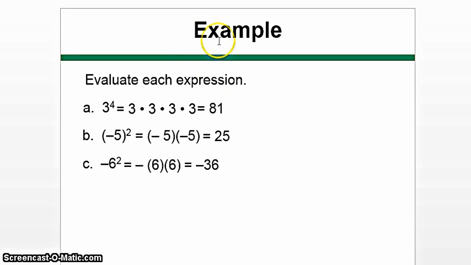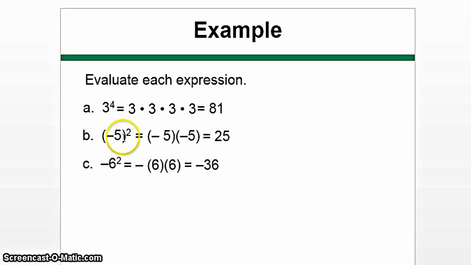Let us discuss some examples. In this expression, 3 to the power 4, 3 is the base, 4 is the exponent, the repeating factor is 3, which has been multiplied 4 times, and gives 81.